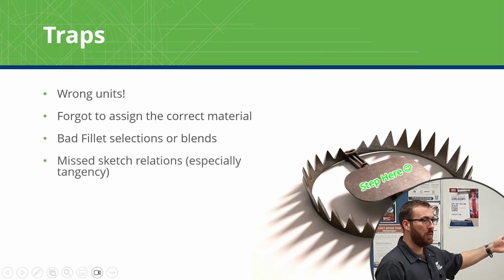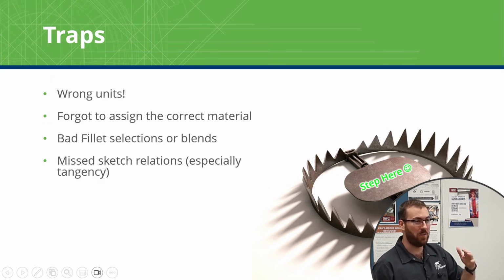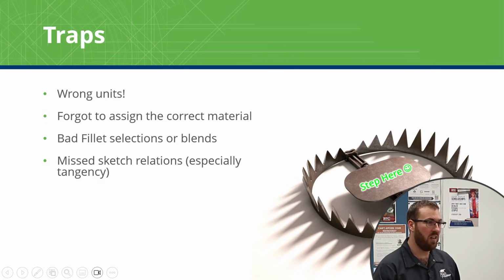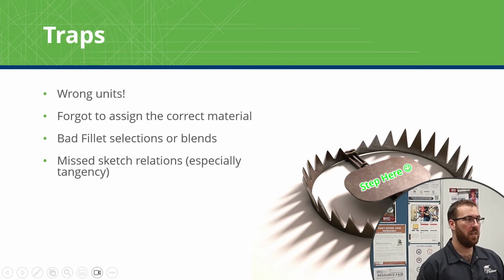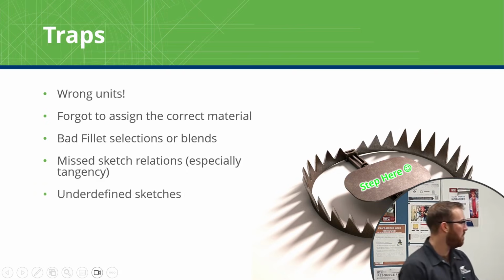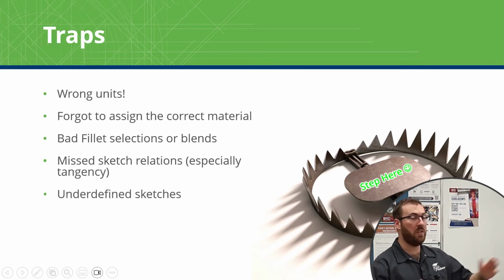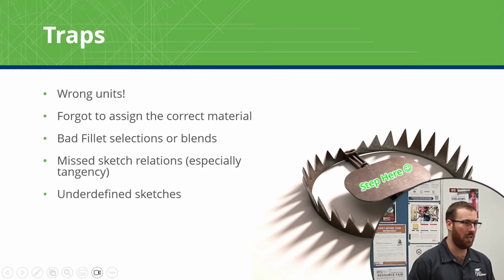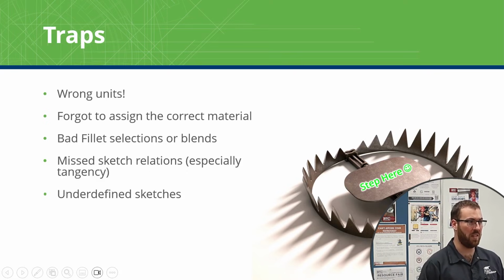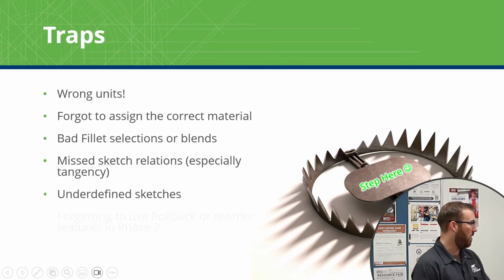Missed sketch relations. When you're sketching, especially look out for tangency. I've seen this one a lot where things will look tangent, but they're just not tangent enough. They don't actually have the relation. And so that can throw off your mass too. Underdefined sketches. Your sketches shouldn't be underdefined. If your sketch is underdefined, something has gone wrong. Now, maybe you can still stumble your way into the correct answer, but things are going to blow up in phase 2. Everything should be fully defined.